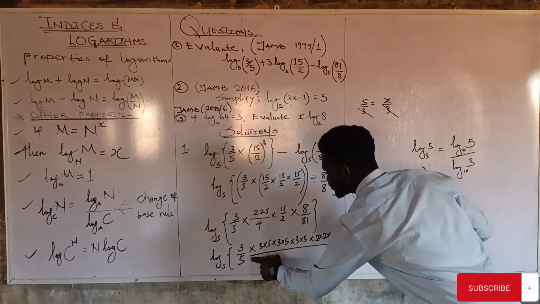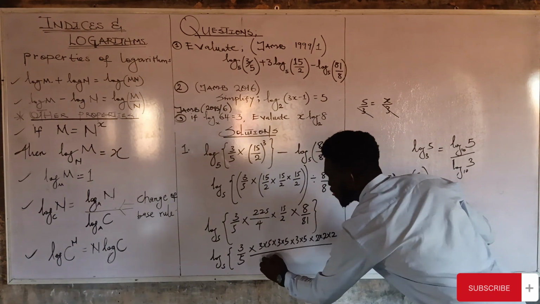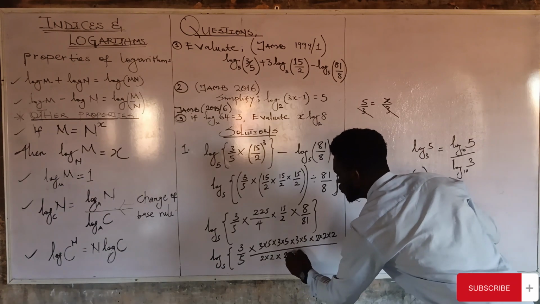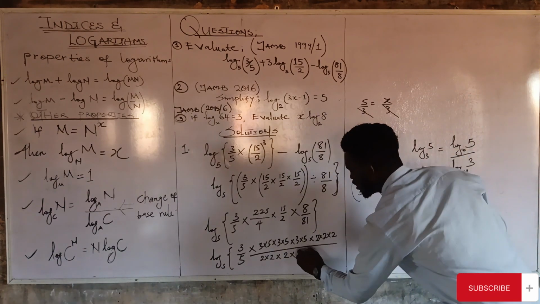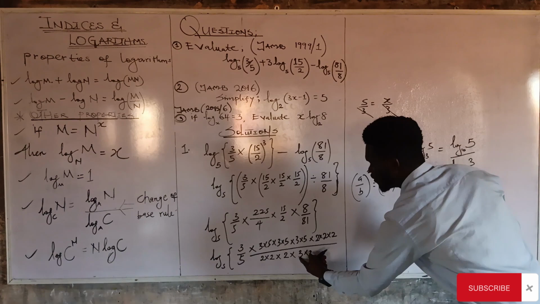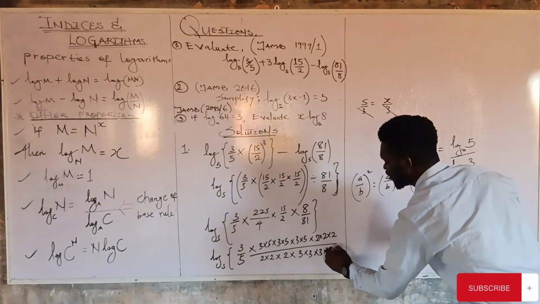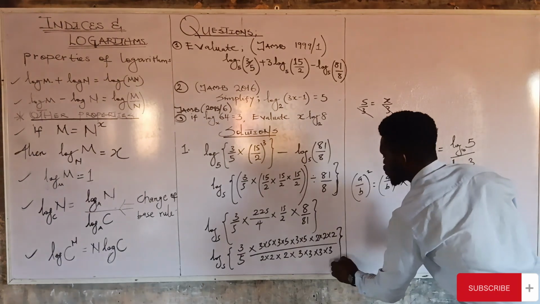All over. This is, we started from here. So we have 2 times 2 times 2. Then times 1 will give you 81. 3 times 3. 3 times 3 is 9. Times another 3, 27. Then times 3, 81.